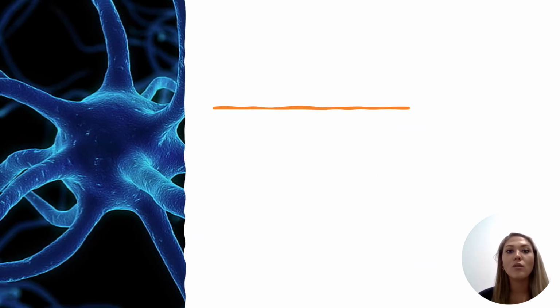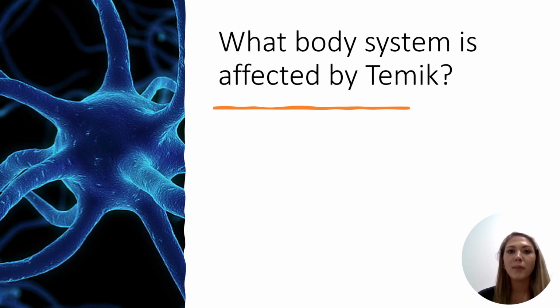So now that we know what Timic is used for, and how toxic Timic is, we can now ask the question, what body system is affected by Timic, and what does Timic actually do to the body? To begin, we need to know what acetylcholine is. So acetylcholine is an excitatory molecule that allows the muscles in our bodies to contract. A buildup of it will not allow the muscle to relax.